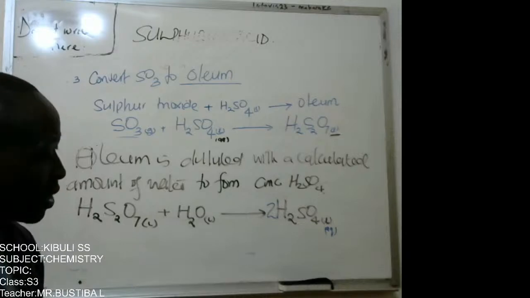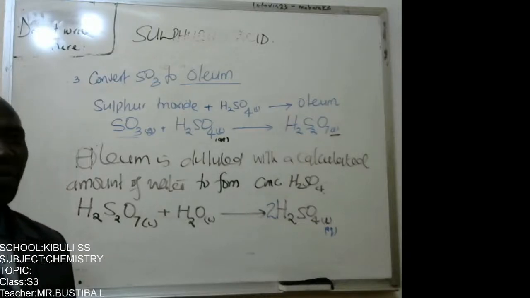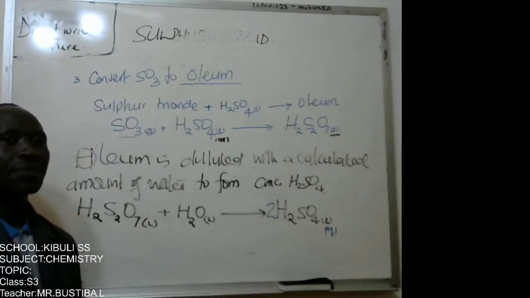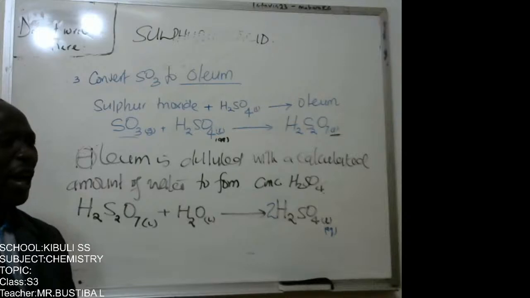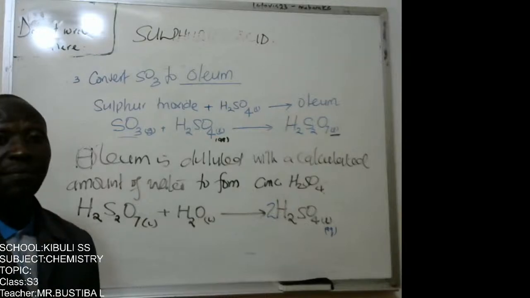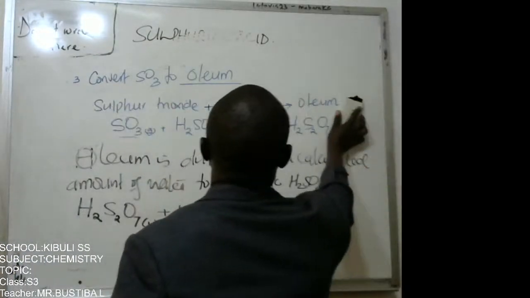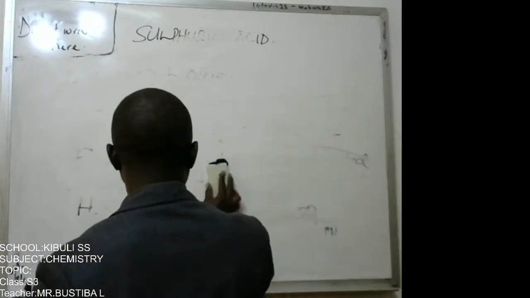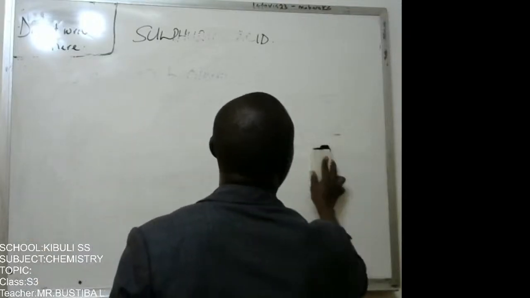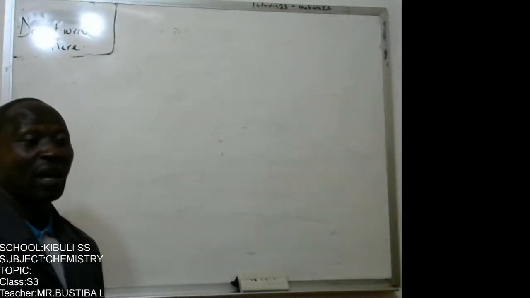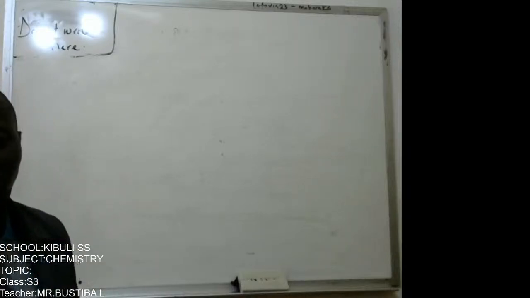So let us look at the following. The question says, with the aid of equations, explain how sulfuric acid is manufactured. Explain how sulfuric acid is manufactured using equations only. So this is a summary. If the question says using equations only, describe how sulfuric acid is manufactured from sulfur.